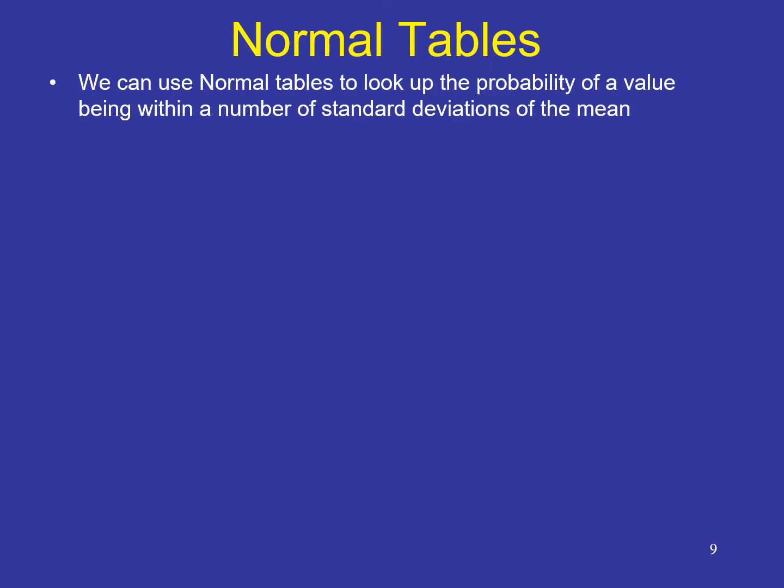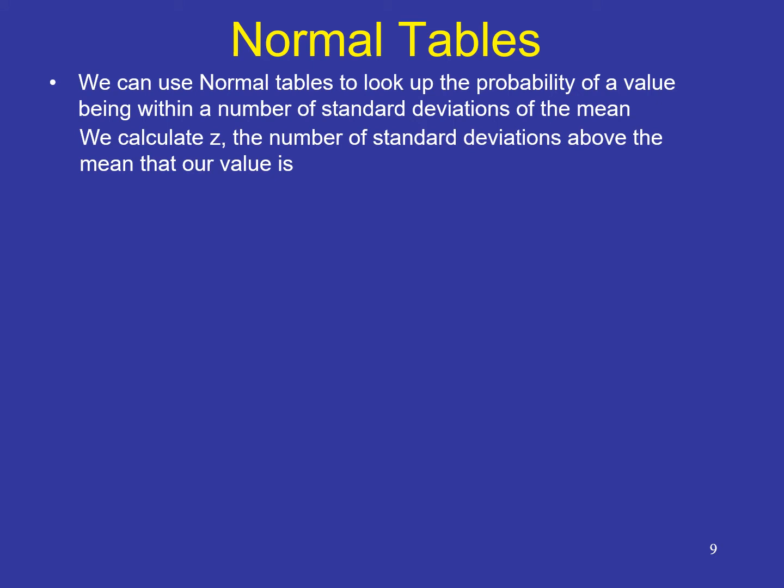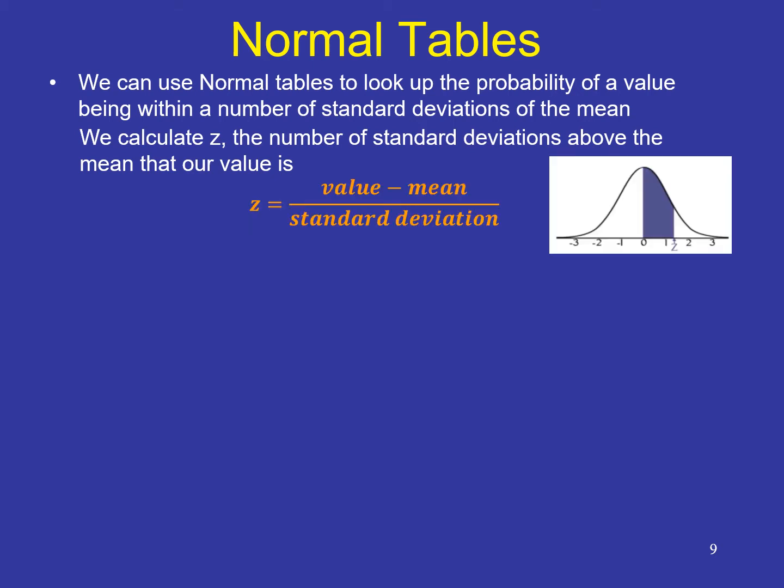So we know the probability of a particular value being within 1 or 2 or 3 standard deviations from the mean. In fact, we can find the probability of a value being within any number of standard deviations from the mean. We can just simply look it up in a table which is called the normal table. So what we have to do is calculate how many standard deviations above the mean our value is. The way we do that is we do value, take away the mean, divided by the standard deviation.